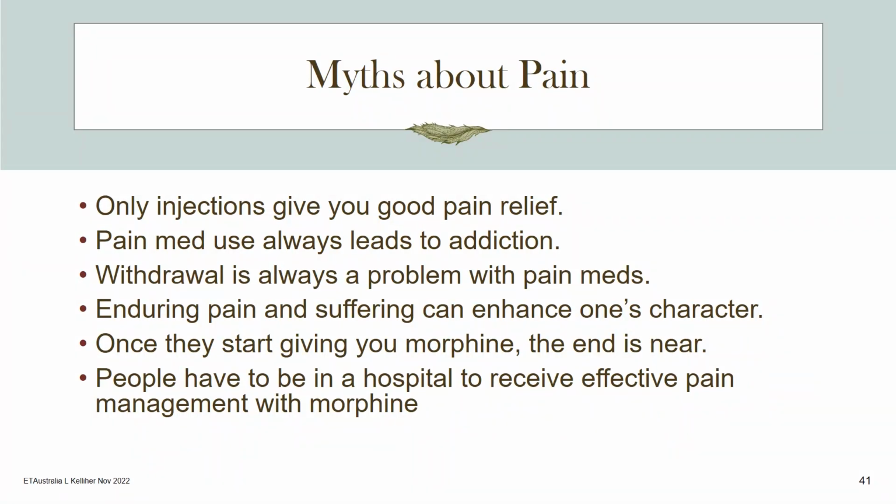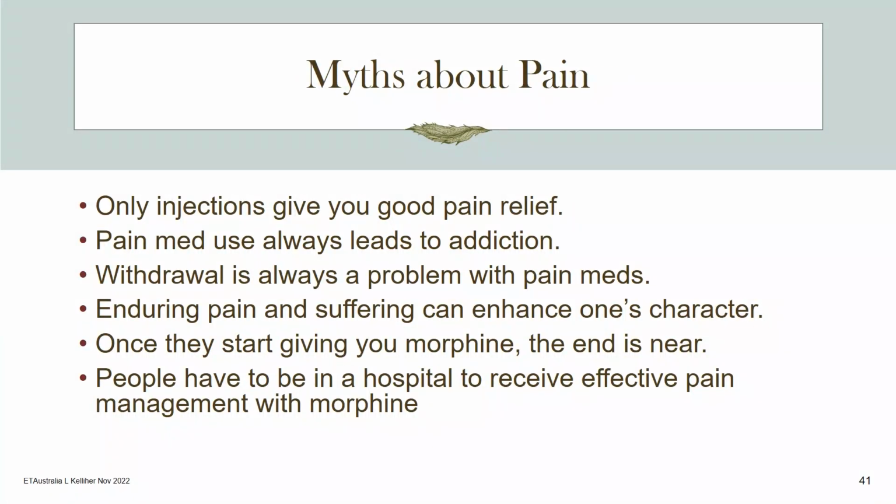Once they start giving you morphine, the end is near. Once again, we have people on Ordine and different types of morphine, and they've been taking it for years. It's not near the end. It is associated, obviously, with end of life, and it's a very commonly used medication at end of life because it's so effective, but it is not indicating the end is near.